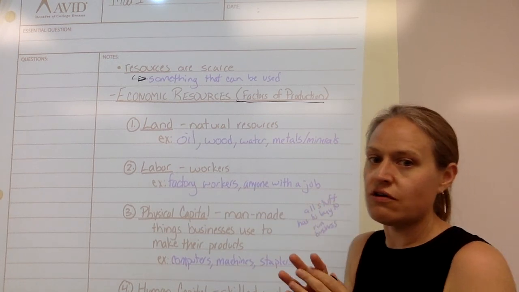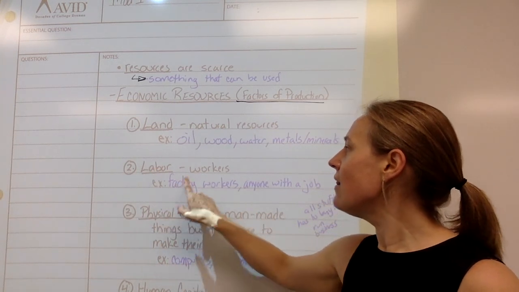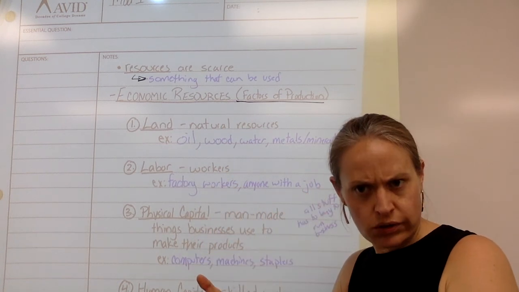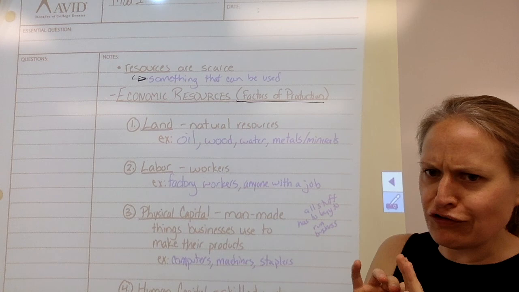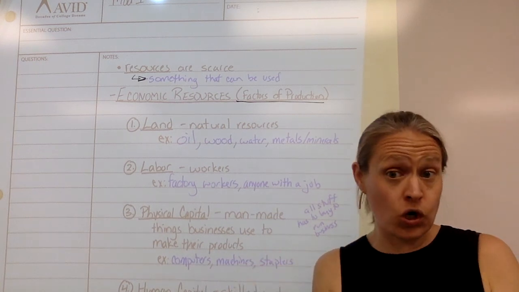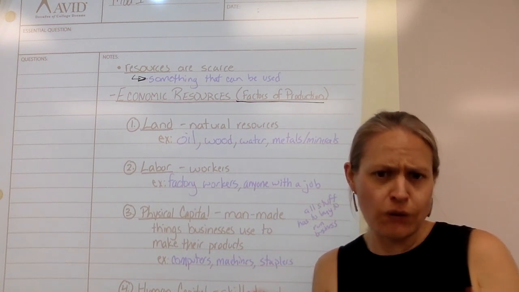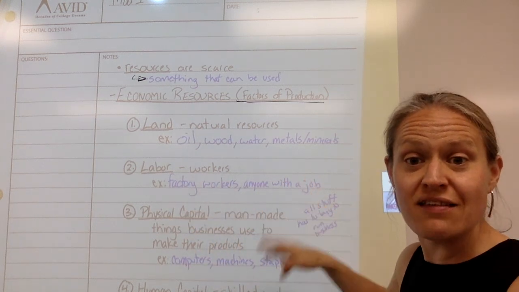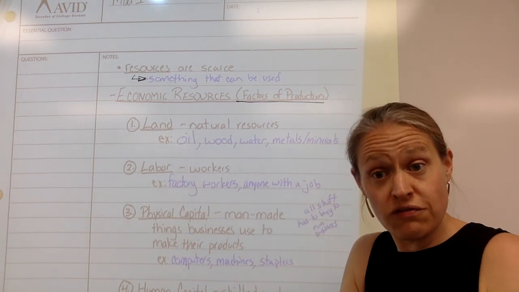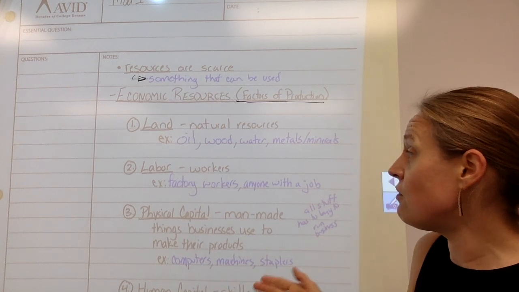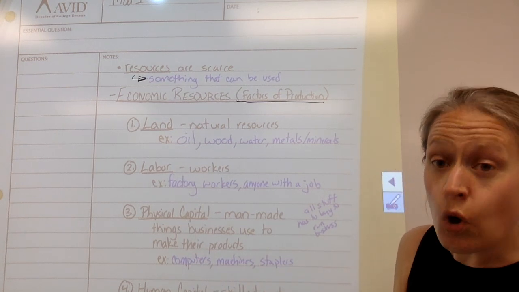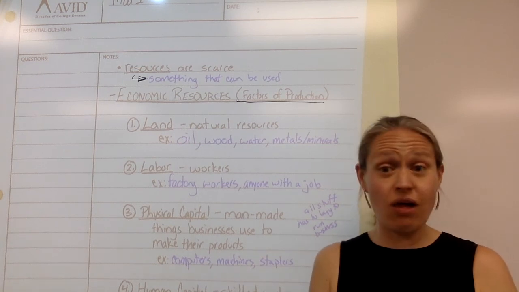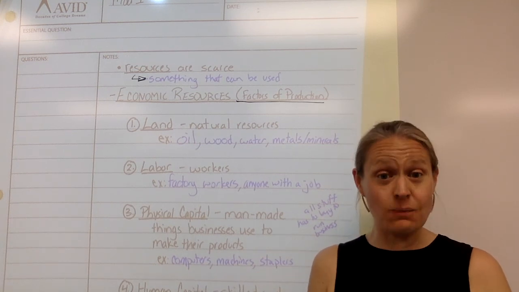Those are natural resources. Second one is labor. Labor means workers, okay? Labor means work, all right? They kind of also use it to mean giving birth, but labor means work because giving birth is a lot of work. All right, so your example, factory workers, anyone with a job is a member of the labor force, and so they would be considered labor. Most companies cannot operate without labor. They can't do it all on their own. They have to hire people.